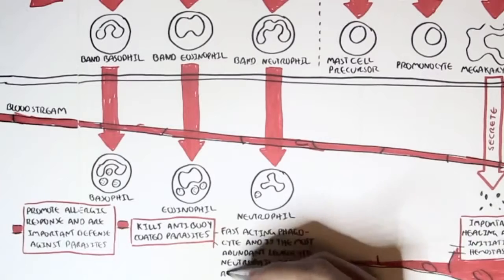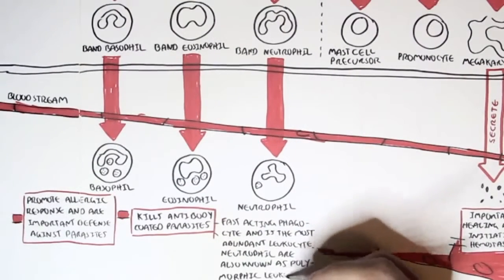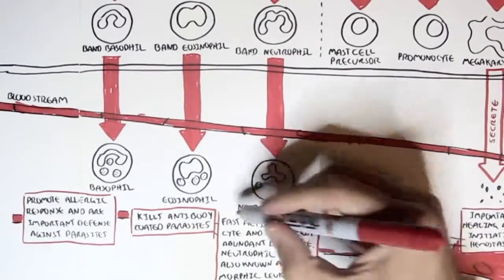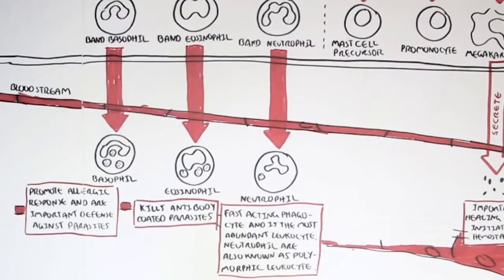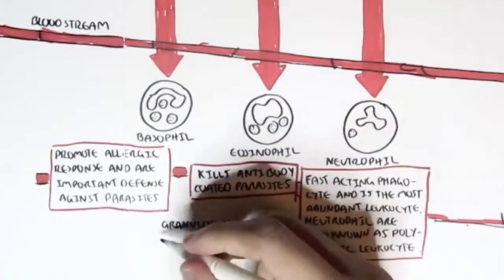And it's the most abundant leukocyte. Neutrophils are also known as polymorphic leukocytes because they contain many nuclei, 3. Now, these are the 3 granulocytes, and as you can see, when in the bone marrow, their granules are not present yet, but once they're in the bloodstream, they have these granules, and so they're ready.